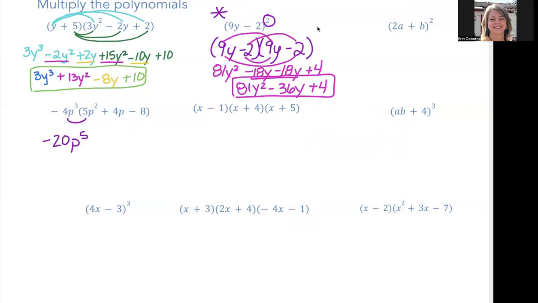Okay, next, take your negative 4p cubed times your positive 4p, and that would leave you with negative 16p to the fourth. Think of this as a little invisible one if you need it. And then take negative 4p cubed times negative 8 and get positive 32p cubed.